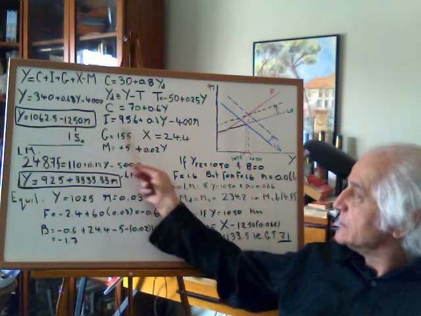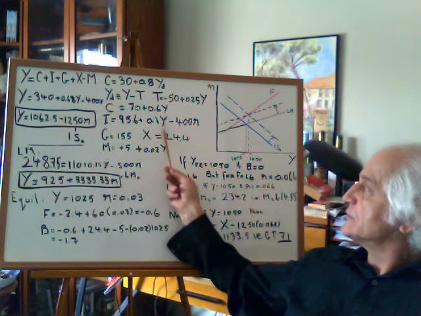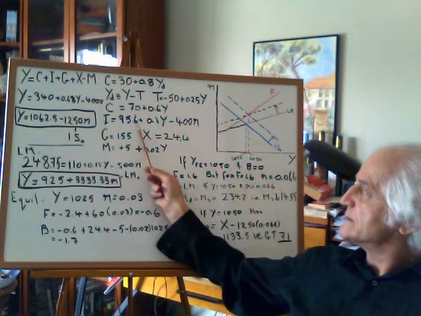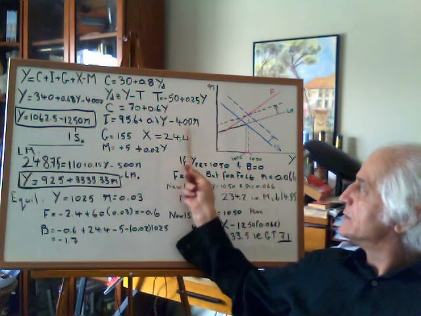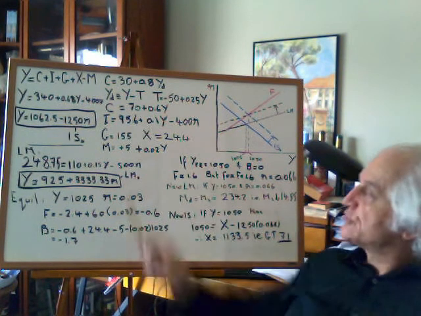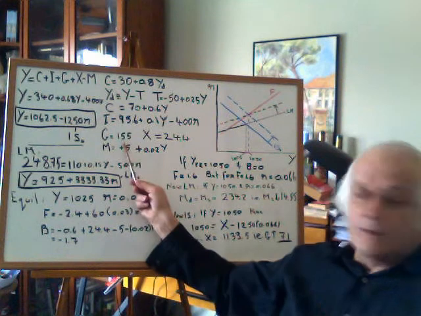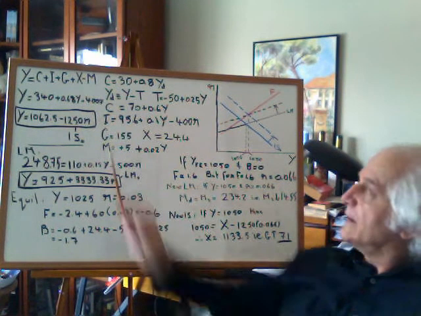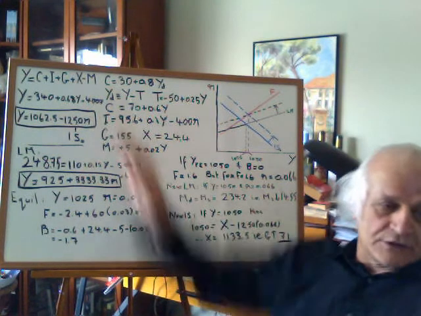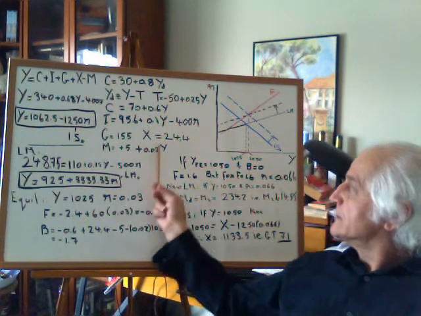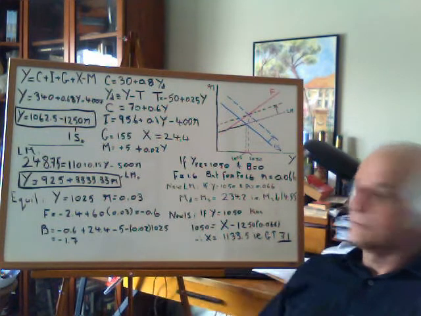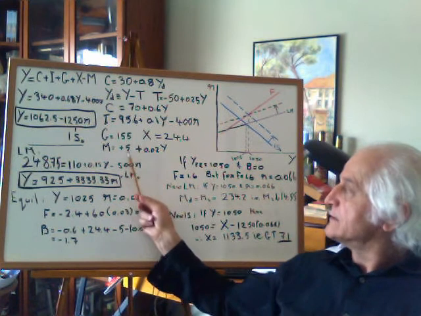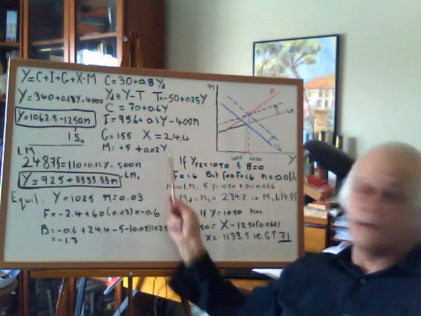The investment function was given, and again it's in terms of Y and r, the interest rate. So it's I = 95.6 + 0.1Y - 400r. G, remember, was an exogenous variable. It's given to be 155. X was another exogenous variable, and it's given to be 24.4. M, we know the expression for M, and again it is 5 + 0.02Y.